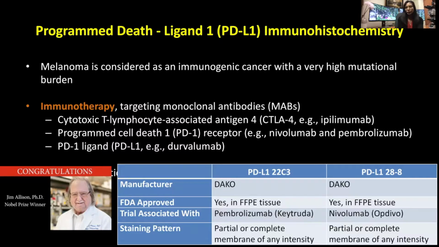As you know, because of this discovery, one of our colleagues from MD Anderson, Dr. Allison, got his Nobel Prize for this excellent discovery of immunotherapy. So in terms of immunostain, we have FDA-approved clones for PD-L1, two different types. One is 22C3 and the other one is 28-8. So 28-8 is the one that we use for melanoma cases, and the other one, 22C3, is for other malignant tumors such as lung carcinoma.